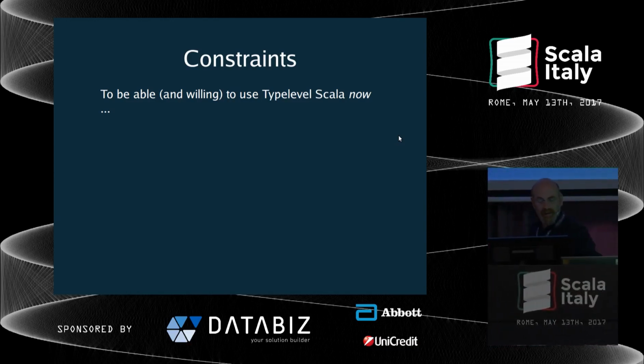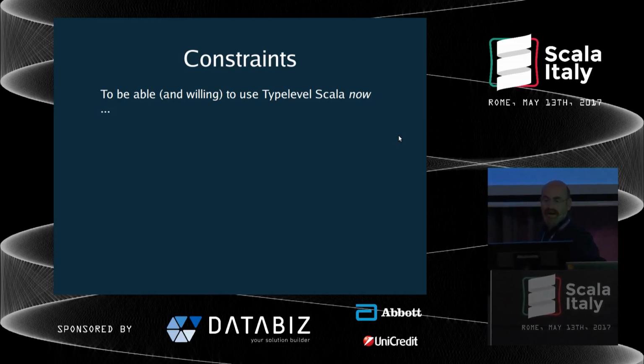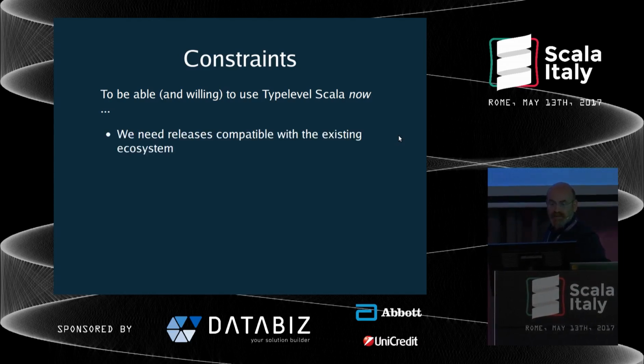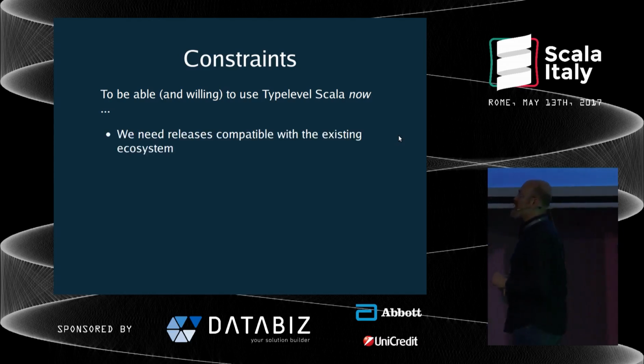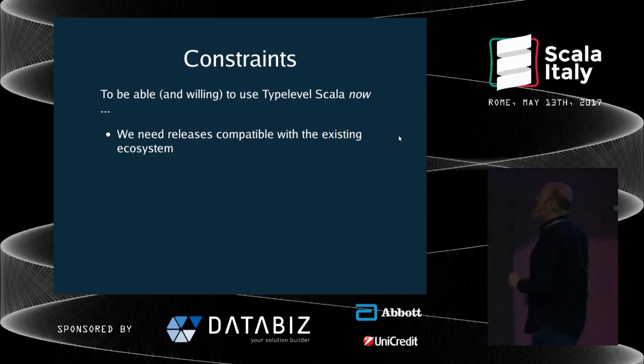And so basically I've set a number of constraints on what is allowed to go into type-level Scala and the way that it's going to be released. Releases have to be compatible with the existing ecosystem. I think this is perhaps the biggest issue, and it's the big problem that Dotty is going to experience over the next few years, as it attempts to become a later iteration of Scala rather than a distinct language.